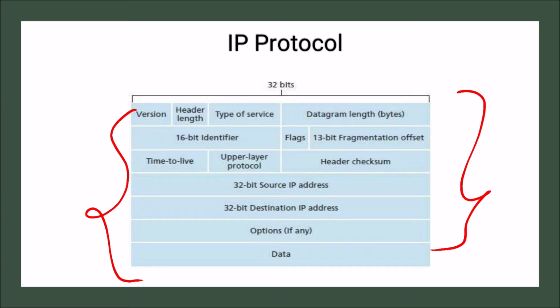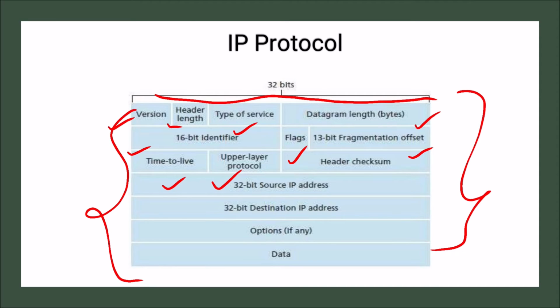datagram packet. This is a 32-bit wide packet, in which there are version, header length, type of service, datagram length, then 16-bit identifier, flags, 13-bit fragmentation offset, time to live, upper layer protocol, header checksum, 32-bit source IP address, 32-bit destination IP address, options if any, and data. So this is the whole structure of the IPv4 datagram protocol. Let us understand each and every field of it.